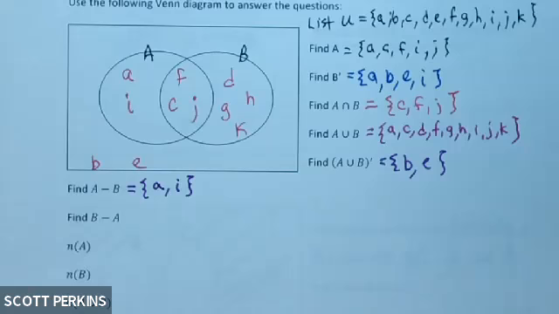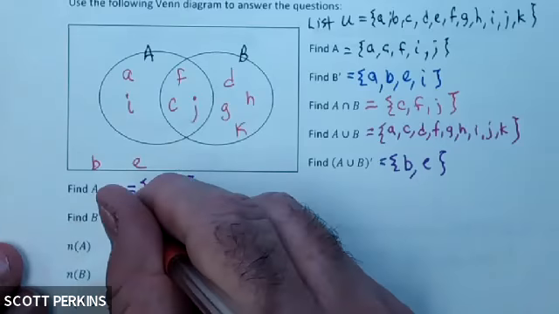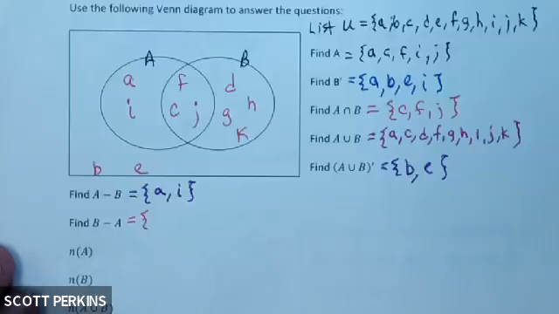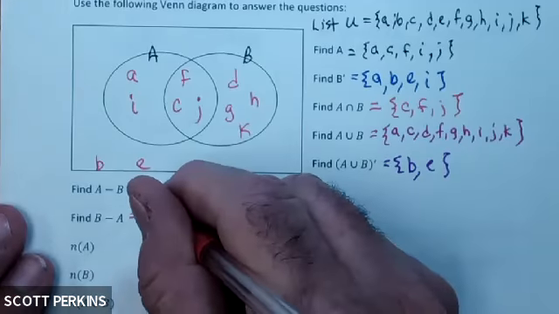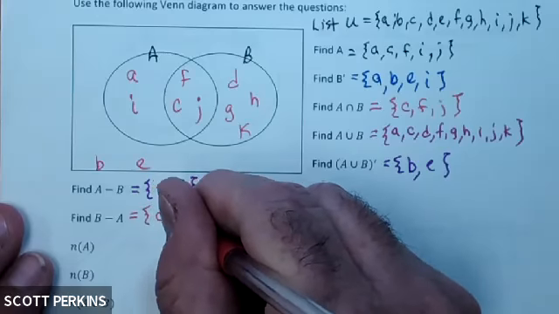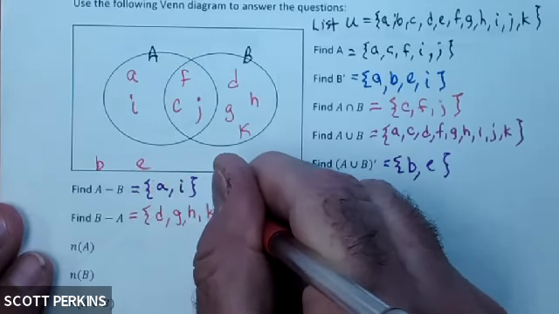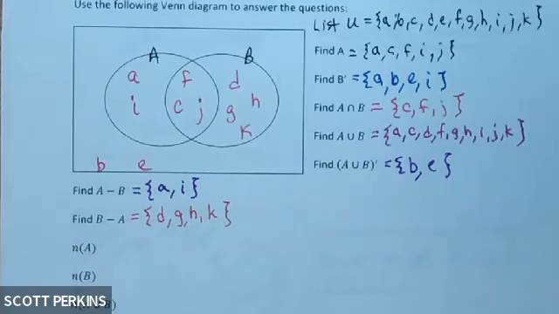If I start with B now and I subtract A, what are the elements that are only in B? Sure. D, G, H, K. Perfection. If you've got a question, again, ask it. You're not an interruption or an imposition. I love questions, but I'm just going to keep going because I'm having a great time.